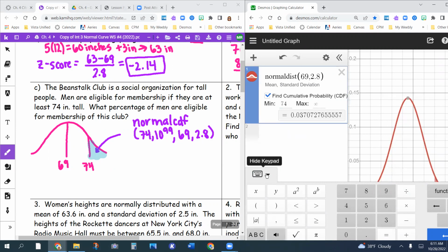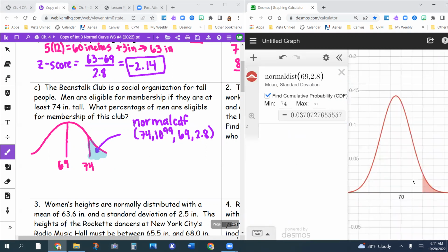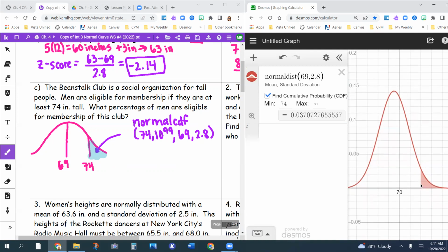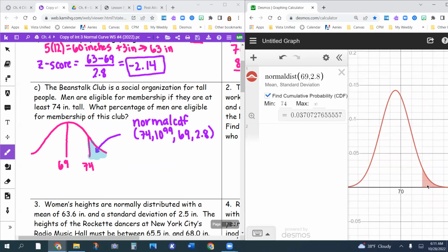And if I get rid of this, I can see this is the area that I'm looking for, which is this. Okay, right here, I'm at 74. That's 74 on. So our answer is going to be 0.0371, which would be what percent? 3.71% would be eligible.